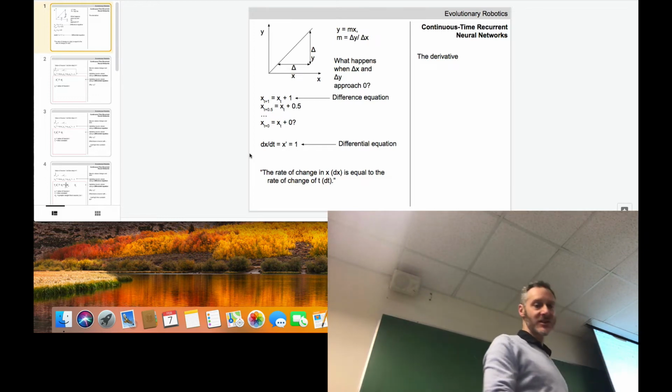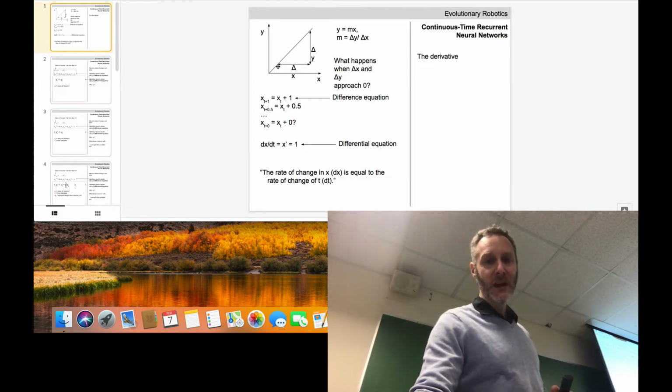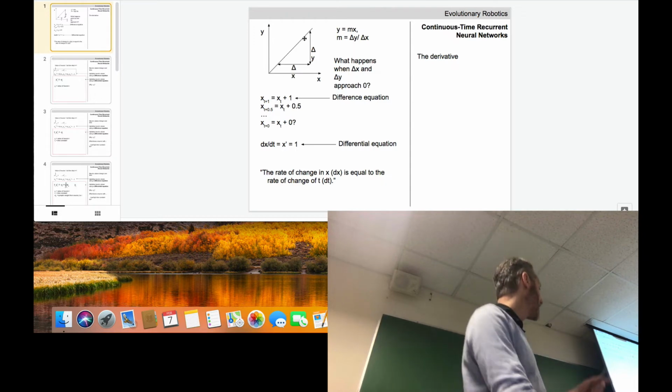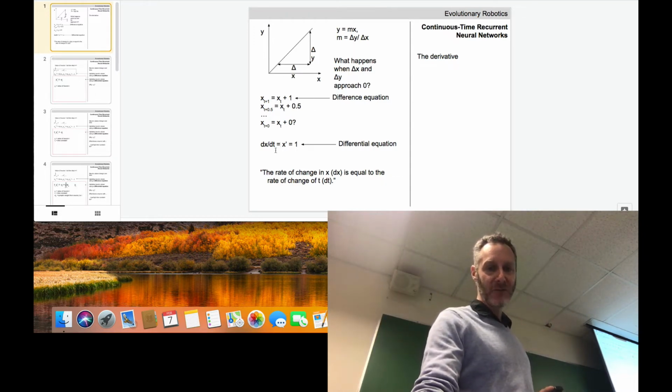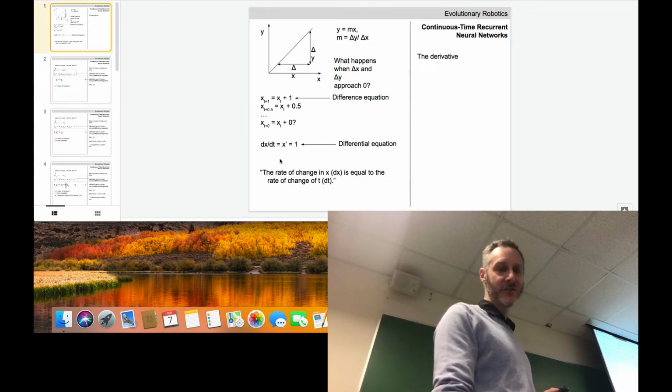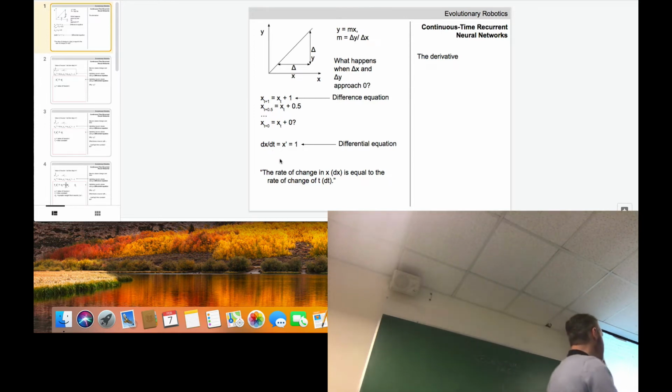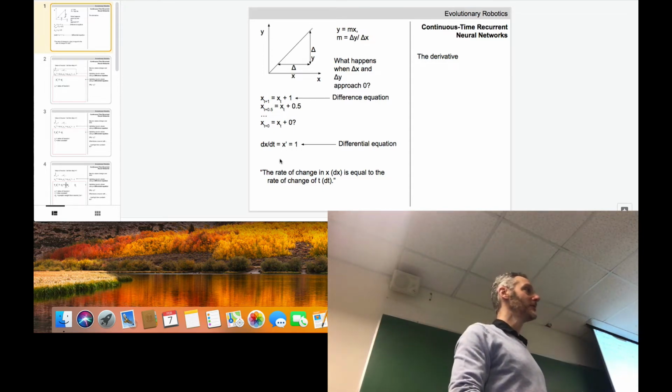So again, in this example here, if I want to describe continuous change, I can do it using a differential equation, right? So to read this off, this says the rate of change of x is equal to the rate of change of t. This ratio, the amount of change along t and along x, is 1. It's equal. All good? Should be pretty straightforward.